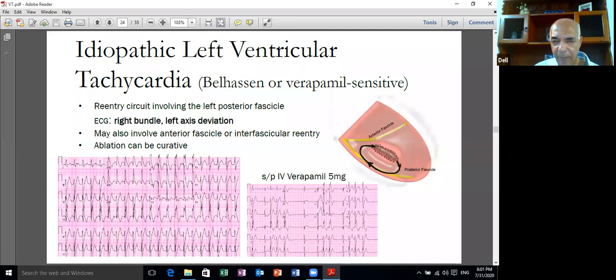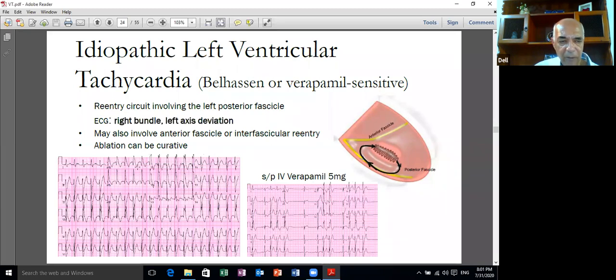If you excite the posterior fascicle first, then it shows itself as right bundle branch block and left anterior hemiblock. And since we are moving in the highway of the conduction system, the QRS complex will look narrow and very similar to supraventricular tachycardia with aberration. Narrow QRS complex, RSR' of right bundle branch block, with the second rabbit ear, the right rabbit ear, taller than the left rabbit ear.